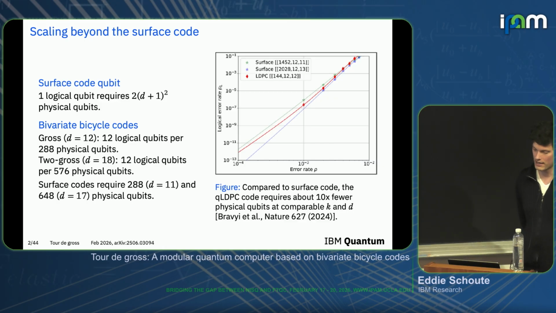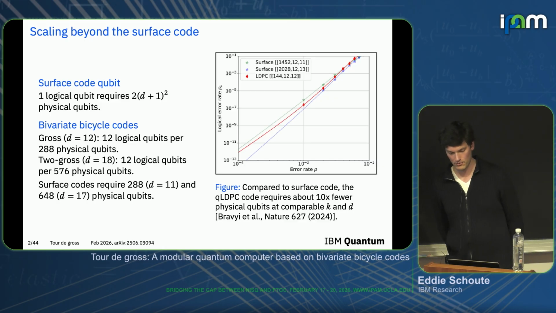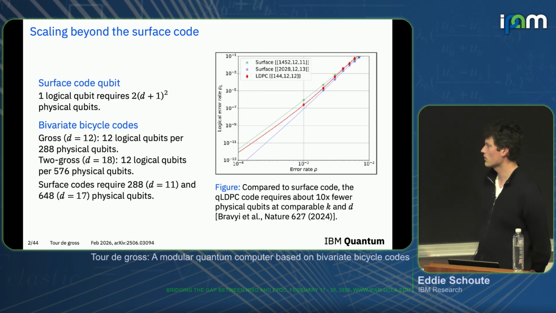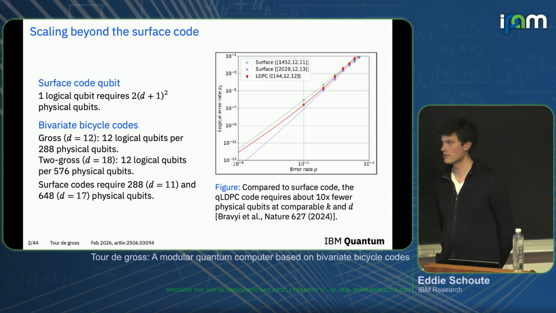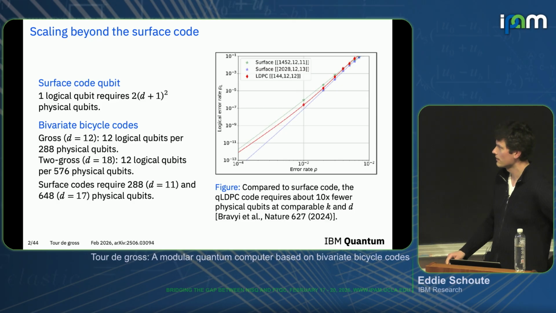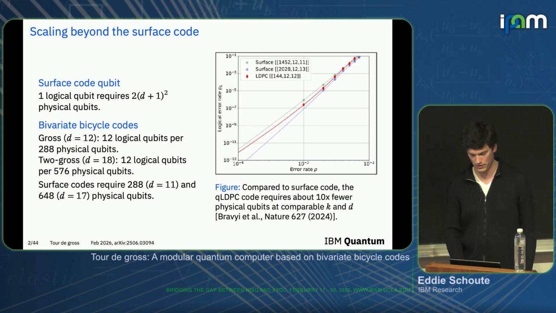Even if we look at the noise simulations, we see that when we compare to the surface code, we need about an order of magnitude fewer physical qubits, but we still have a comparable code distance. And this is a major motivation for us to study these QLDPC codes, because the coding rate is much higher.